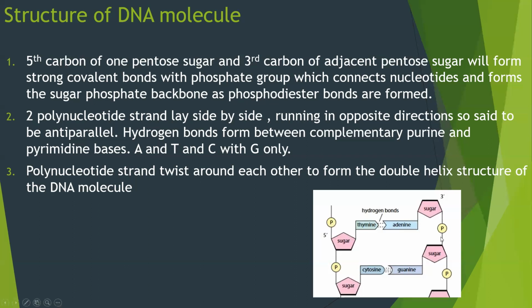So over here, in this image, we know that one strand is going in one direction and this other strand is going this way. And there'll be hydrogen bonds between the nitrogenous bases. And this is the sugar phosphate backbone with third carbon and fifth carbon.